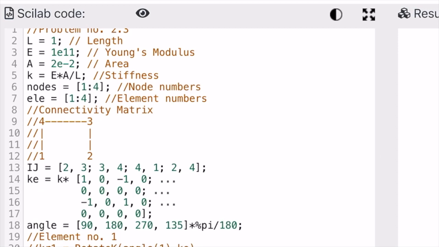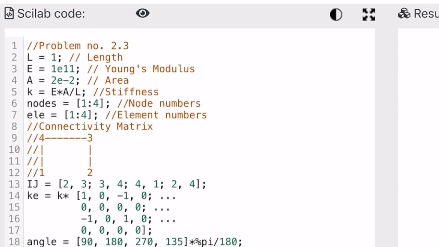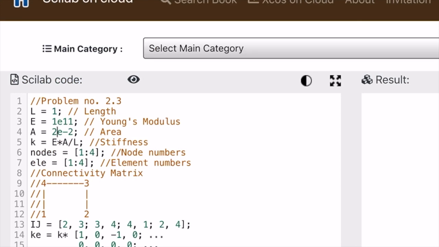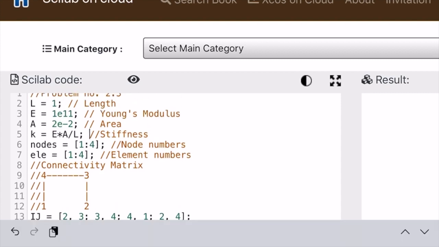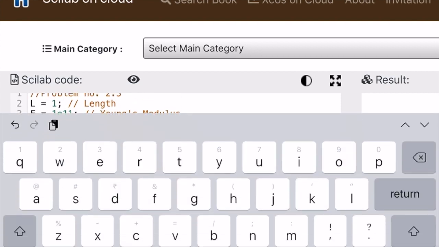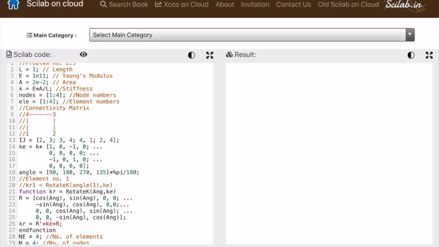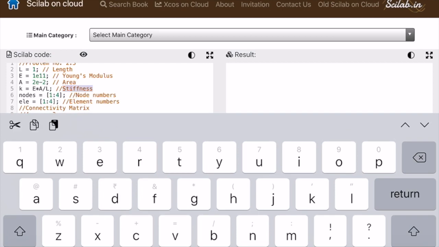Now if you see here, what we have is the area which is the same for all of them, 0.002 meter square, and then K we have written which is equal to EA over L, where L we are assuming is the same for all of them, but for one of the elements the length is different, which is √2, so that correction we have to make.